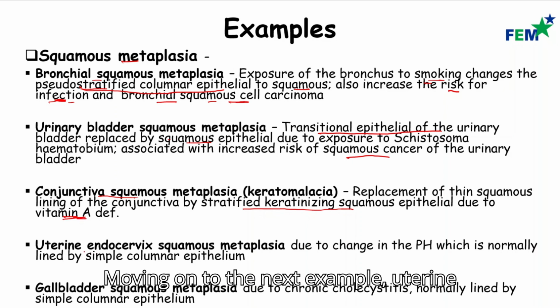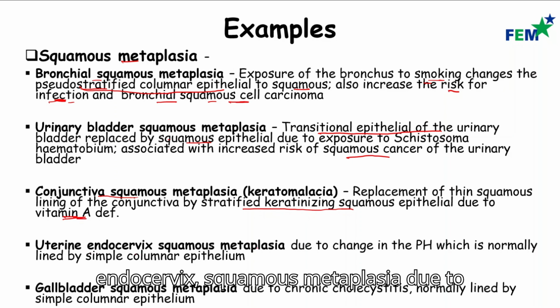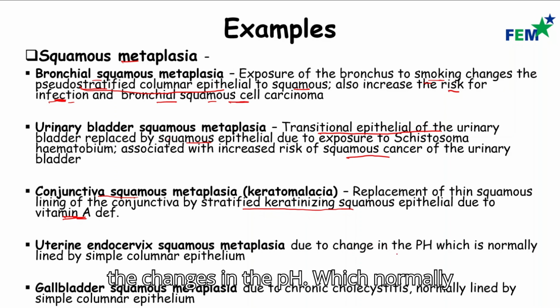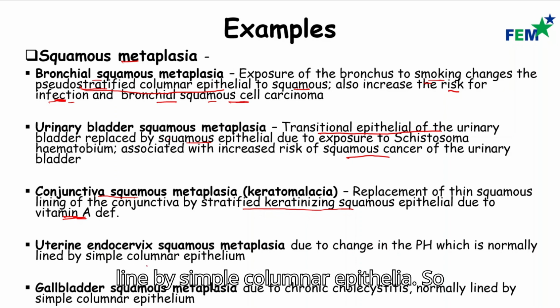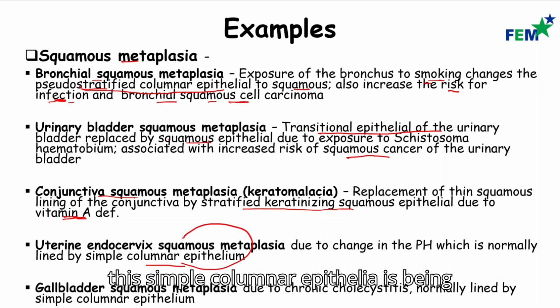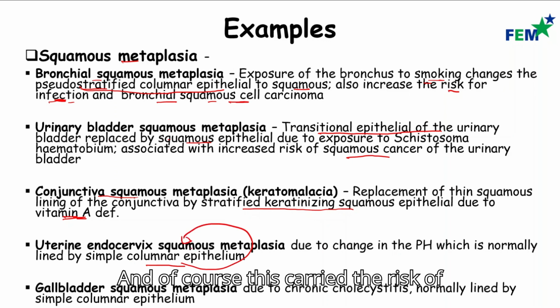Moving on to the next example, uterine endocervix squamous metaplasia due to changes in the pH, which is normally lined by simple columnar epithelia. So this simple columnar epithelia is being changed to squamous epithelia, and of course this carries the risk of dysplasia, and this could lead to squamous cell carcinoma of the endocervix.